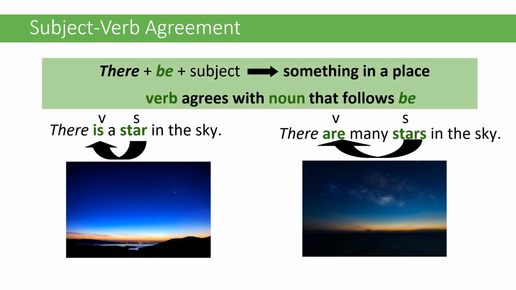There is or there are plus a subject means that something exists in a particular place. The verb be agrees with the subject that follows. Look at the examples. There is a star in the sky. There are many stars in the sky. In the first sentence, star is singular. It comes after is, which is also singular. In the second one, stars is plural. It comes after are, which is also plural.